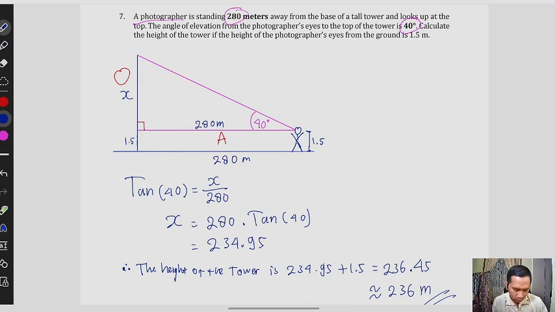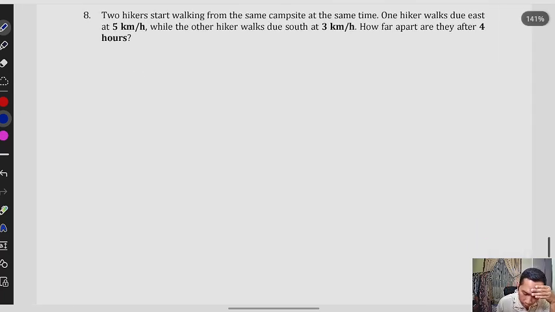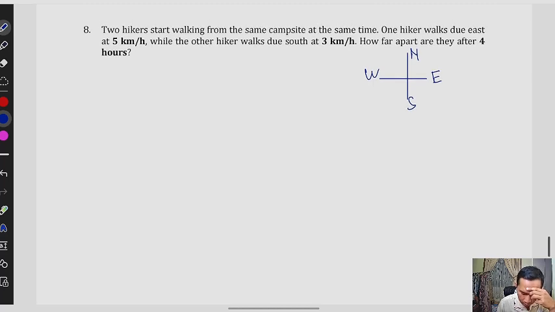Let's move on to the next question, number 8. Two hikers start walking from the same campsite. This one is about direction. So I want you to know first that going up is north, down is south, right is east, left is west. That's the direction. Two hikers start walking from the same campsite, the same starting point, at the same time.